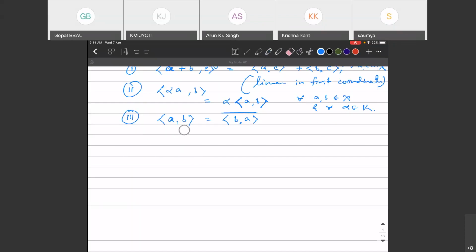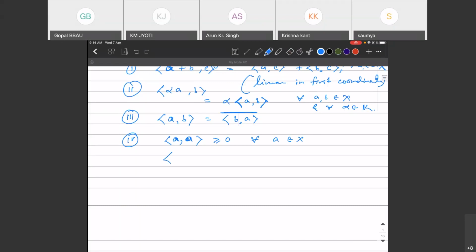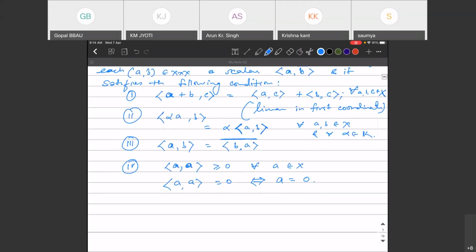So we will observe something from this third condition. Then the fourth one is positive definiteness. Take A comma A; this is always greater than 0 for all A in X. In fact, this is 0 if and only if A is 0. Okay, now observe a few things.